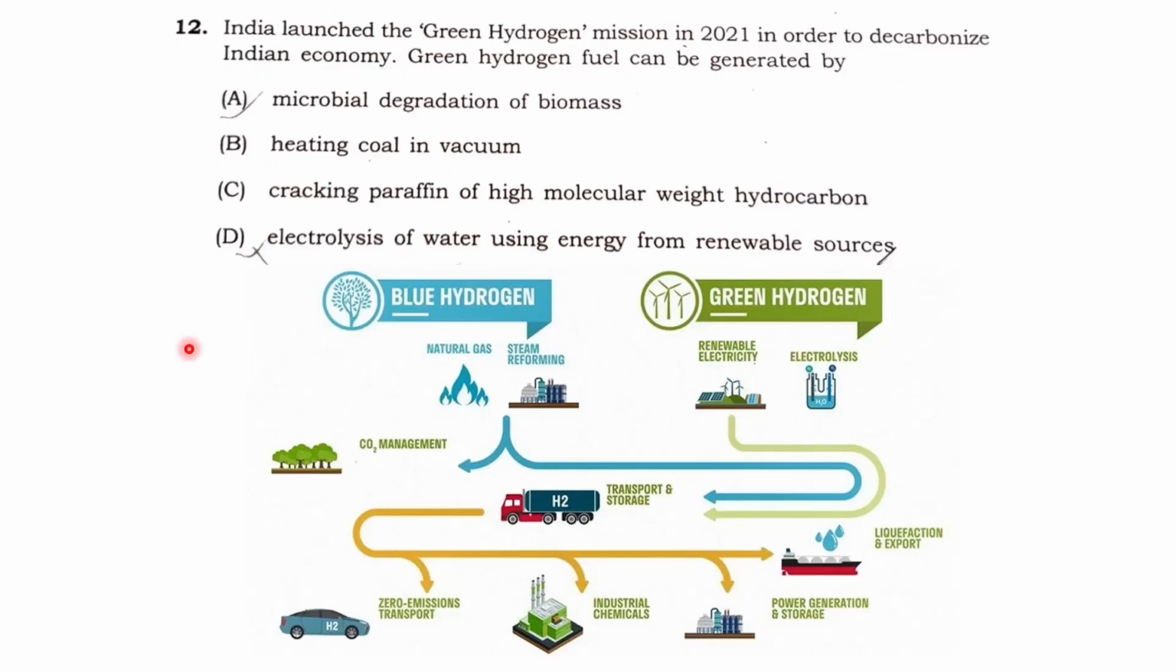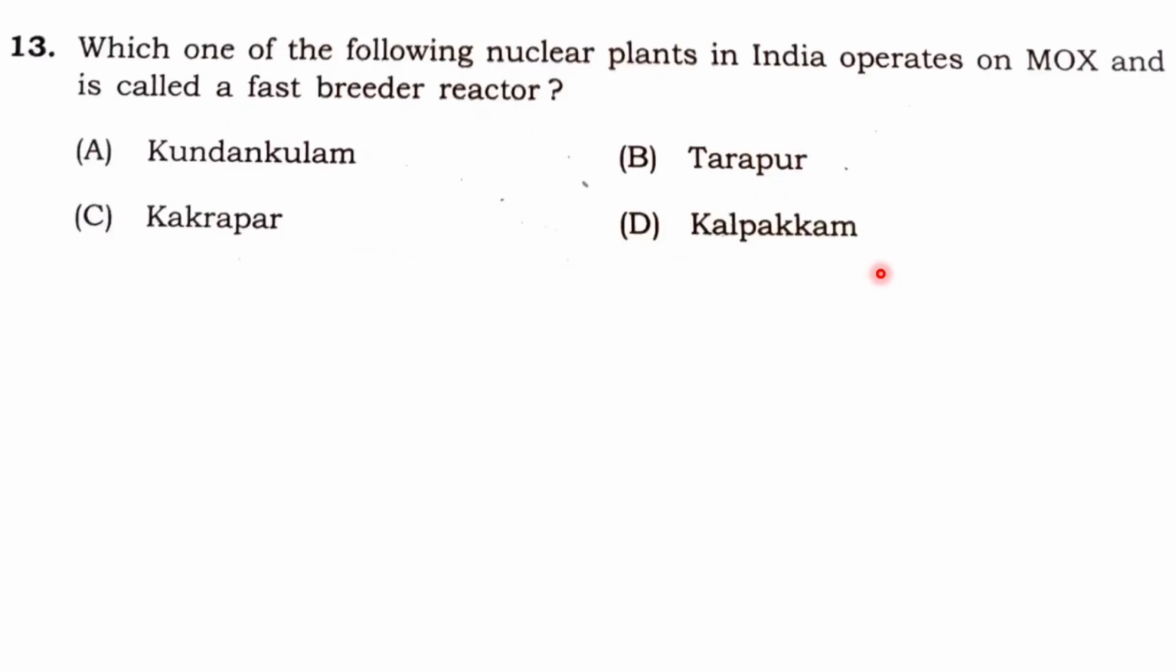Next question, India launched the green hydrogen mission in 2021. What is the source of green hydrogen fuel? Out of the options, microbial degradation, heat, coal and cracking paraffin, the correct answer should be electrolysis, because there are two types of hydrogen, green and blue. For green hydrogen, there are two processes, electrolysis and renewable electricity. Renewable electricity does not fall under the category of microbial degradation of biomass. Therefore the correct answer is electrolysis of water using energy from renewable sources.